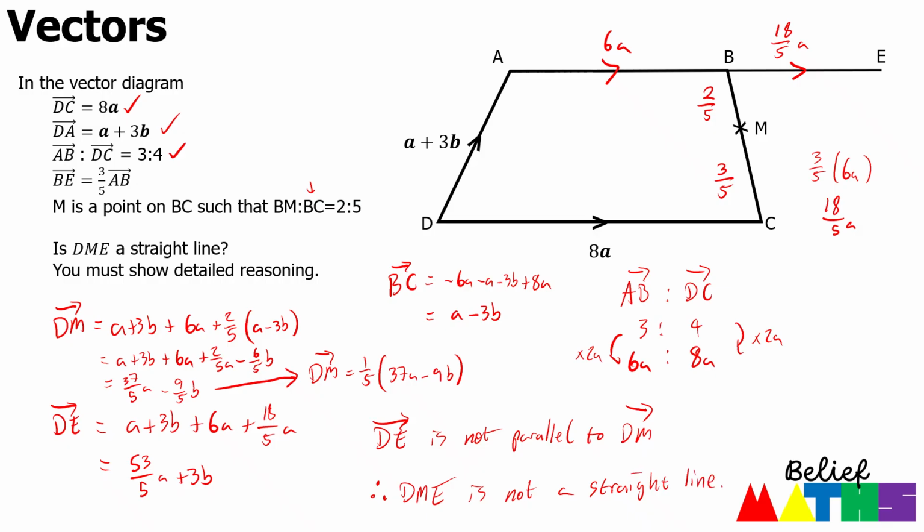Because remember, for them to be a straight line, they have to be parallel to each other. And for them to be parallel, they have to be scalars of each other. So there has to be a common scale factor between the A values and the B values. And in this case, it isn't.